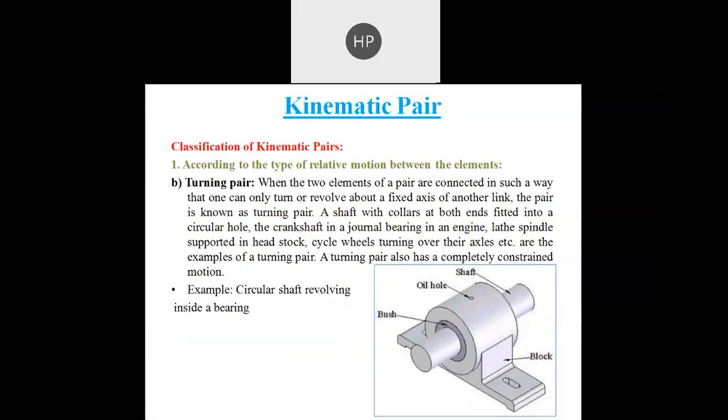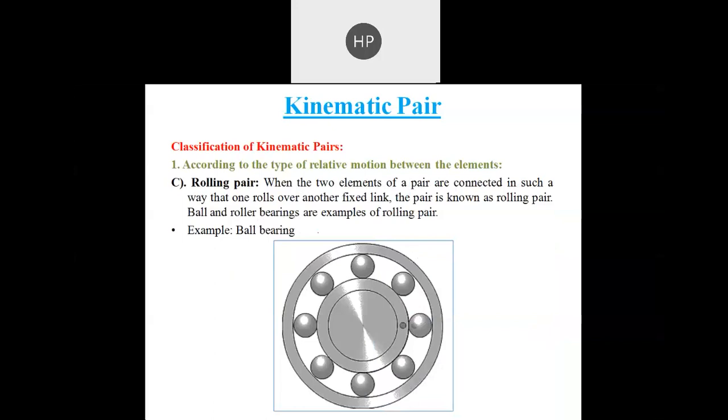Then second, turning pair. The example we have talked about is a shaft which is rotating in a bearing. So this is our bearing and this is the shaft. So when shaft will rotate in that bearing, this will be the example of a turning pair. Then rolling pair. So we have rollers, and those rollers will roll over another surface. Okay, here one element which rolls over another surface will be termed as a rolling pair.